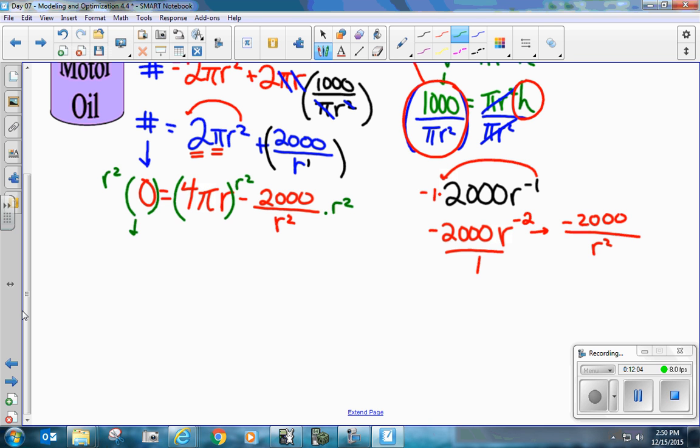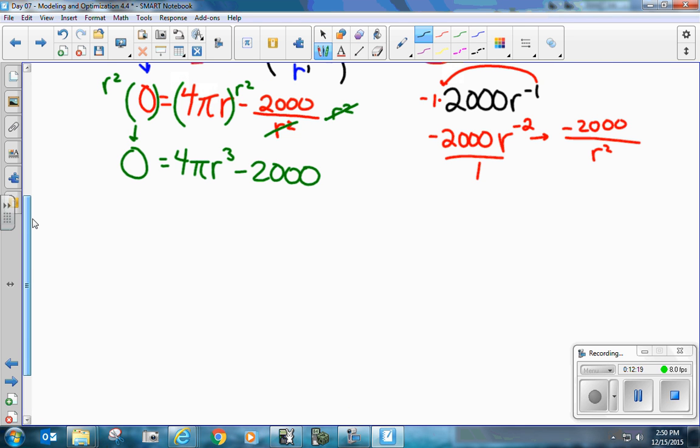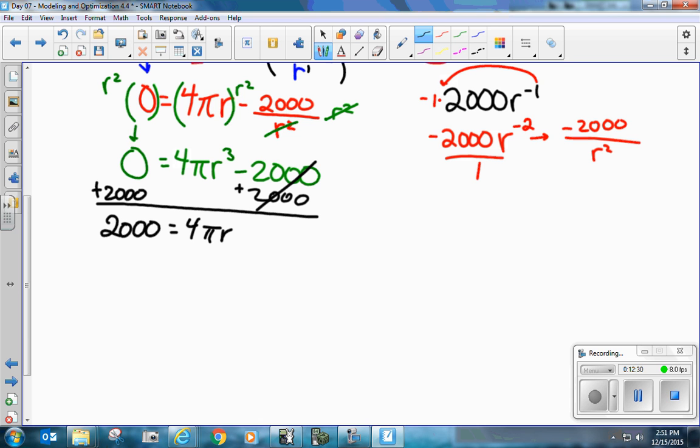Zero times anything is 0. This will become 4 pi r cubed, and these cancel, minus 2,000. All right? Not so bad. Not so bad. I'm going to add 2,000 to both sides. I've got 2,000 equals 4 pi r cubed. I'll divide both sides by 4 pi.